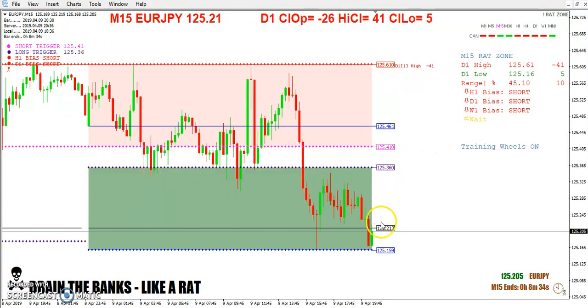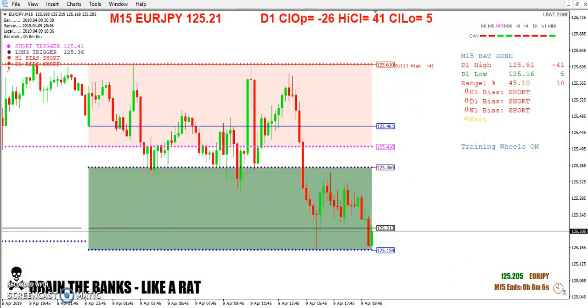Just remember, the green rat zone is from the daily low up 20 pips, and from the daily high down 20 pips. That's the rat zone. You want to do a trade inside the rat zone to take advantage of the statistic that the wick at the end of the day is going to be greater than 20.